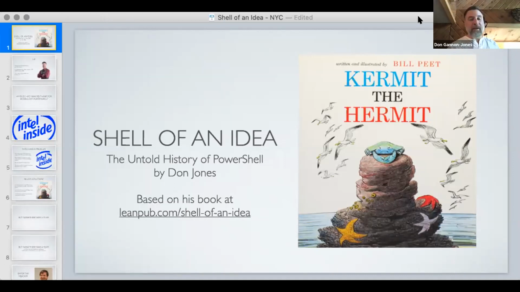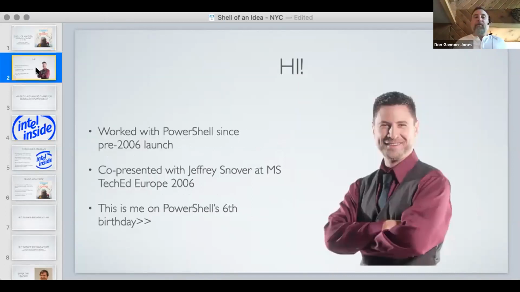I've worked with PowerShell since before the 2006 launch, as Doug said. I co-presented on stage with Jeffrey Snover at TechEd Europe in 2006. That's where they launched PowerShell. I was working for Sapien Technologies at the time, and we had already updated PrimalScript to support PowerShell, and Jeffrey wanted to show that off and show that there was an ecosystem around it. That photo is from me on PowerShell's 6th birthday in 2012. I have a lot more gray now. I've been at PowerShell for about 14 years.